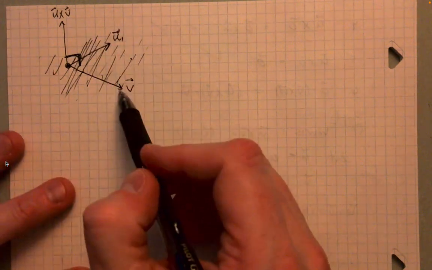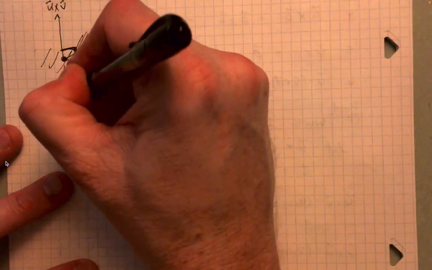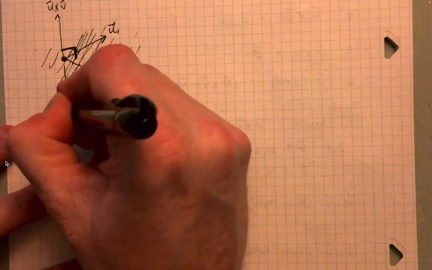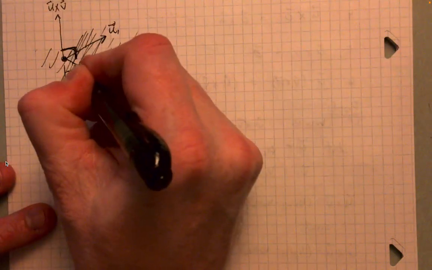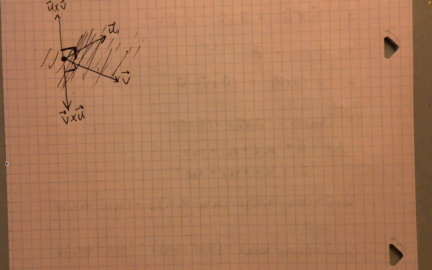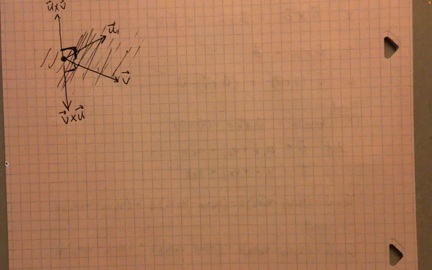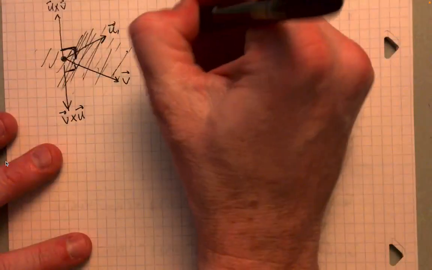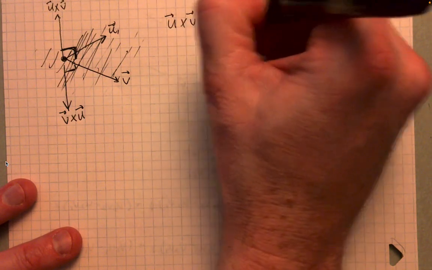So if I do u cross v, it might look like this. If I do v cross u, it's just coming out the other side. It just flips the direction of the orthogonal vector. It's still orthogonal to these two vectors, to this plane, but it's coming out the other side. And so that's why u cross v equals negative v cross u.